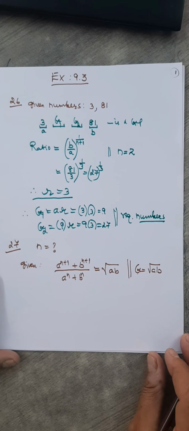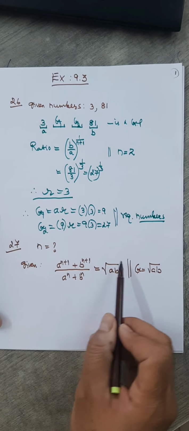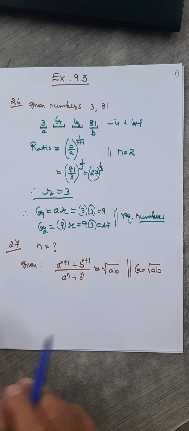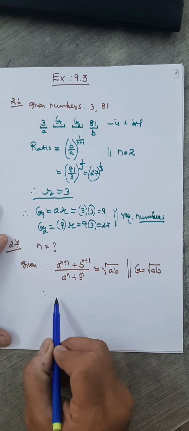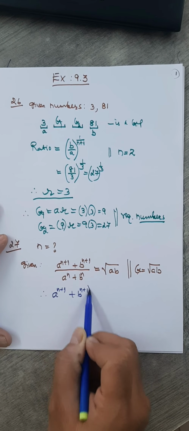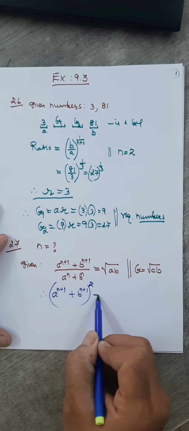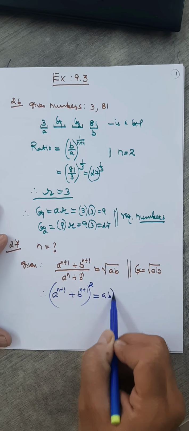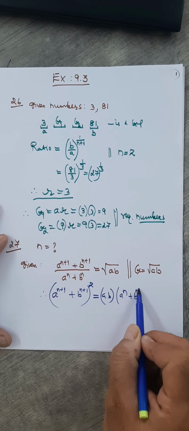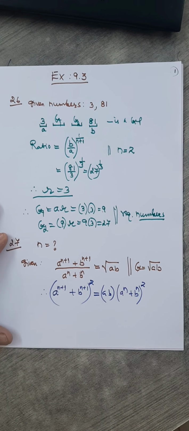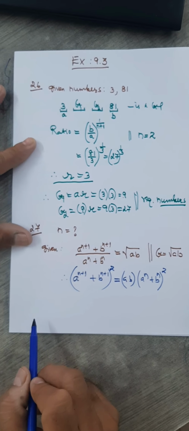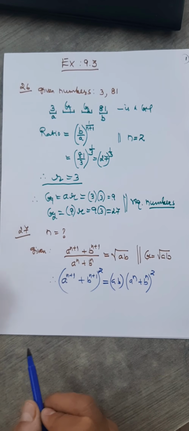Now we need to simplify. How will we simplify? One way is you can square it, so it will be free from the square root. And then I'll take this one over here. So a raised to n plus 1 plus b raised to n plus 1, the whole square equals, this is free from the square root, AB. Here you have a raised to n plus b raised to n the whole square. You could have done without squaring also, but just for our simplicity I have squared it.